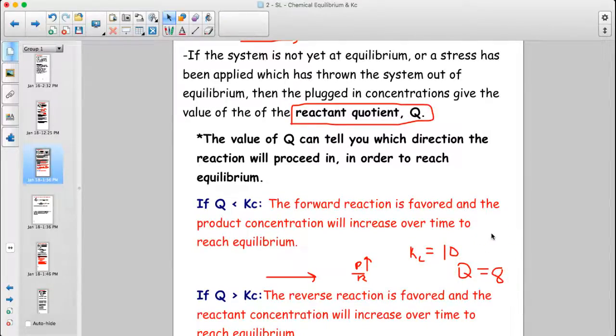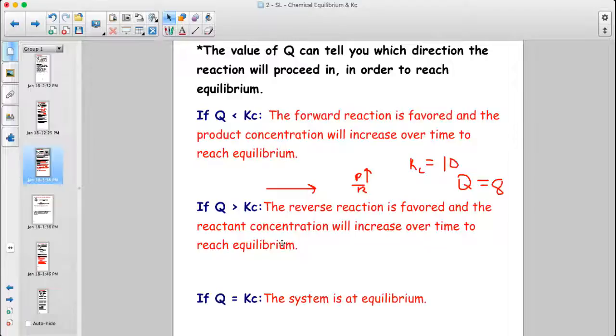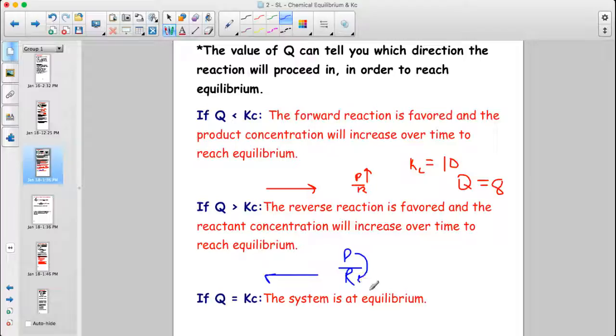Q equals 8. Okay, if Q is larger than Kc, then that implies the reverse. Well, sort of for obvious reasons. If Q is bigger than Kc, that implies that you've got too much product relative to the amount of reactant. And so some of the product needs to turn into reactant in order to bring the value back to the Kc value. So if Q was 12 and Kc again is 10, then some product needs to turn into reactant to bring the value back down to 10.